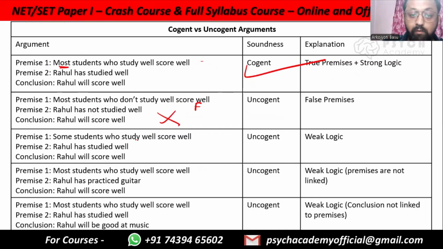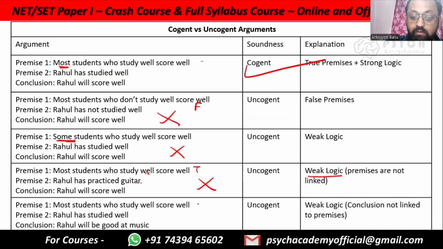Some students who study well score well. We are starting with a weak logic because it is some students, not most students. So we are starting with a weak logic and hence it is bound to be uncogent. Most students who study well score well. Okay, true premises. Rahul has practiced guitar, hence Rahul will score well. The premises are not connected to each other, which means logic will be weak, again uncogent.